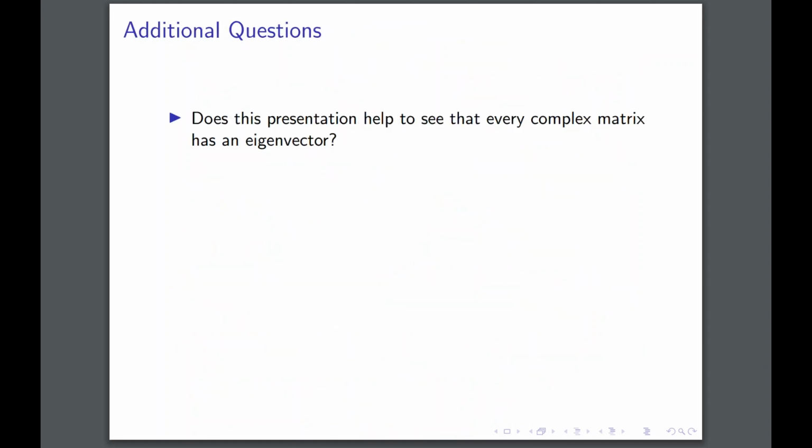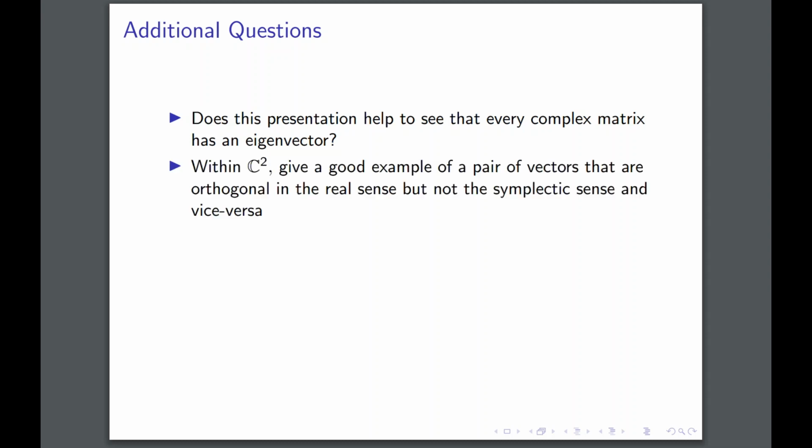And so some additional math questions we have here is, does this presentation help us to see that every complex matrix has an eigenvector, right? Does this presentation give us a kind of nice geometric proof of the fact? Next is, within C2, is there just a nice pair of vectors that are orthogonal in the real sense but not the symplectic sense, and vice versa, orthogonal in the symplectic sense but not the real sense?